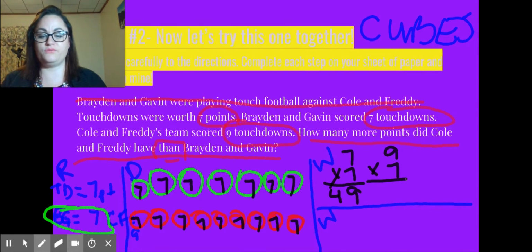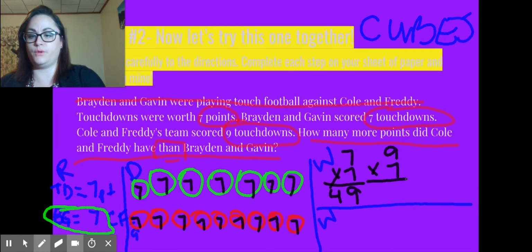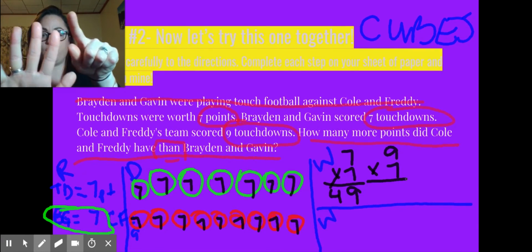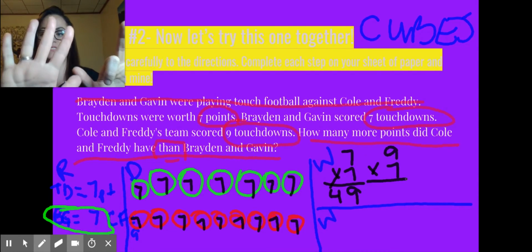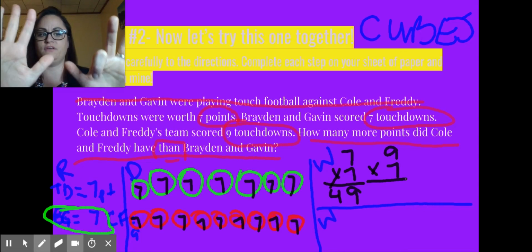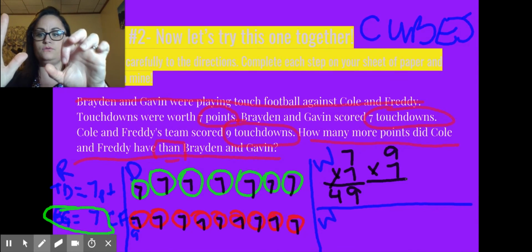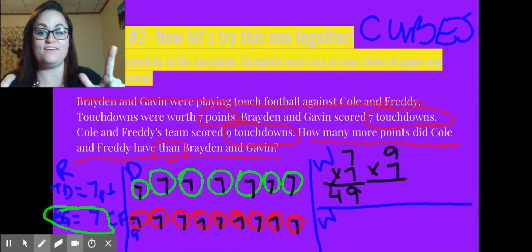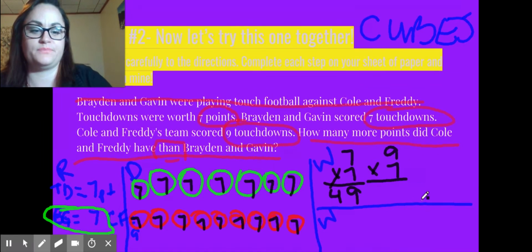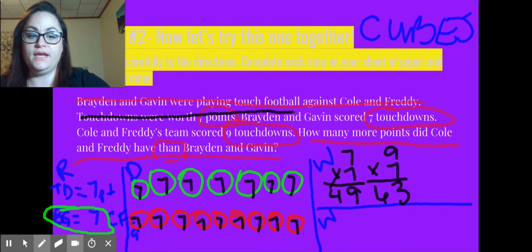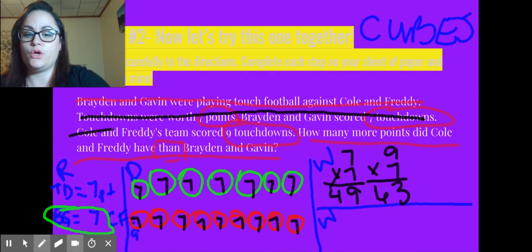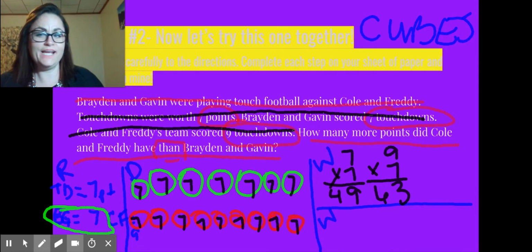Put your hands out in front of you. From your pinky on your left hand, count over 7. 1, 2, 3, 4, 5, 6, 7. Put that 7th finger down. 10, 20, 30, 40, 50, 60. 1, 2, 3. 9 times 7 is 63. Now I know the totals for Braden and Gavin and Cole and Freddie. But did I answer my question?